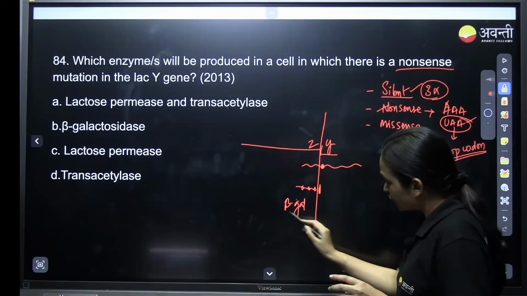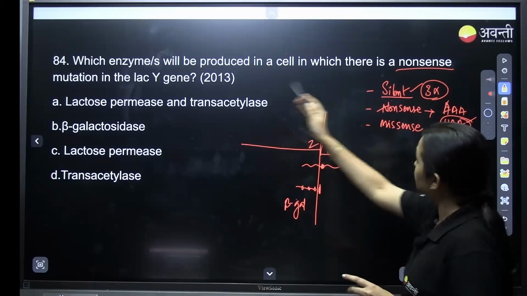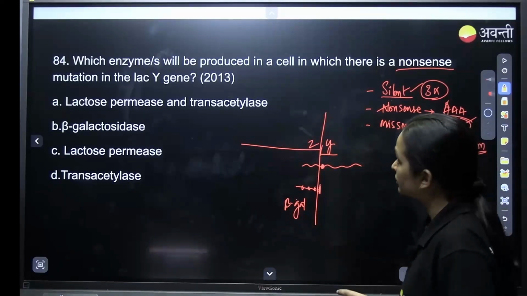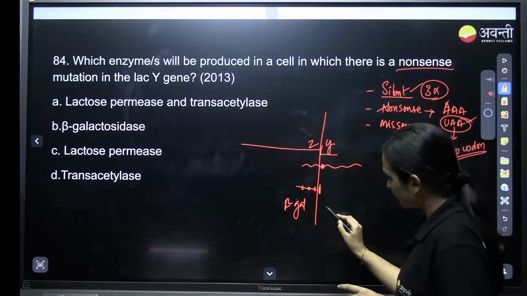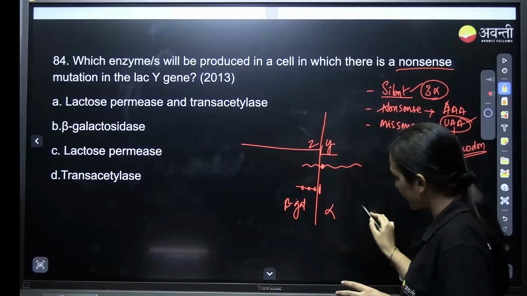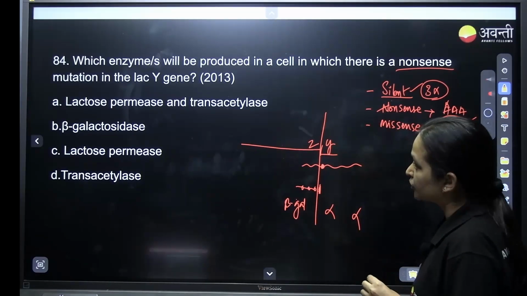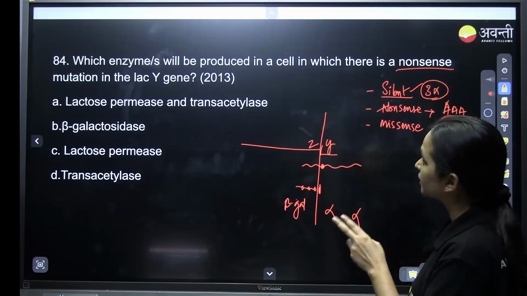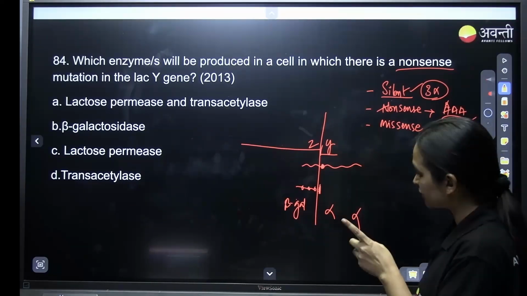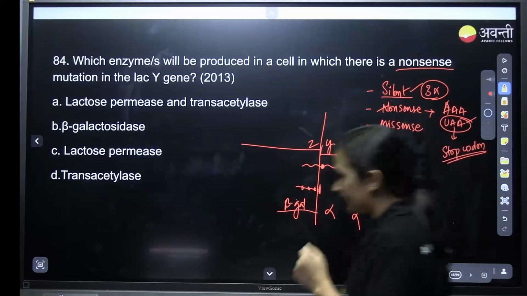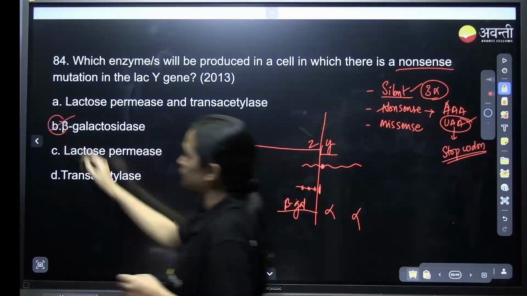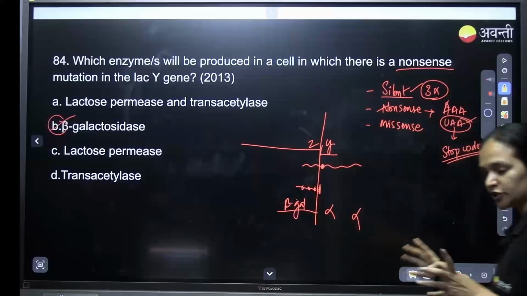Yes, ma'am. So what is the consequence of it? Will there be permease? No. Will there be transacetylase? No, because it stopped here. So only which enzyme will be produced? Beta-gal. Only beta-gal will be produced. It was a really good question. Understood?